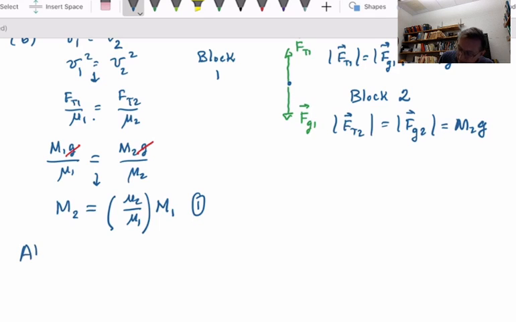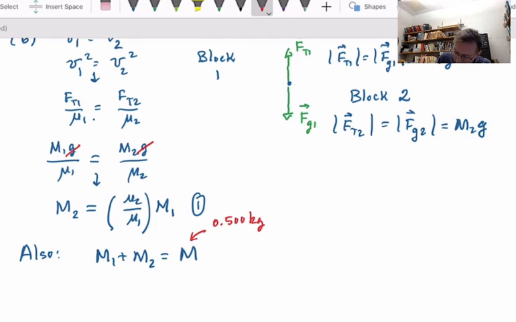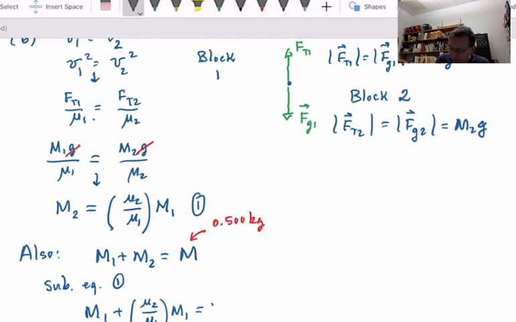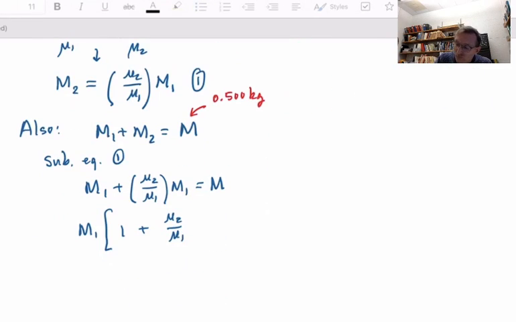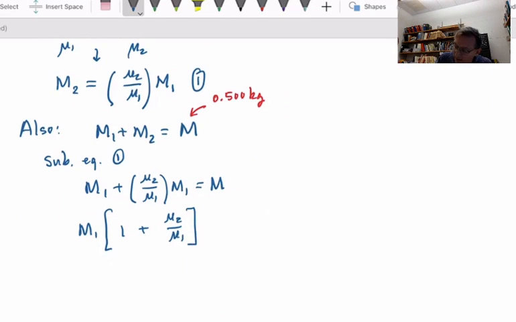Well, the other idea is that m1 plus m2 is equal to the total m we started with, and that was 500 grams, or 0.5 kilograms. Now let me just substitute equation 1. That writes m2 in terms of m1. So m1 plus mu2 over mu1 times m1 equals m. Factor m1 on the left: m1 times the quantity 1 plus mu2 over mu1 equals m. So m1 equals m total over 1 plus mu2 over mu1.